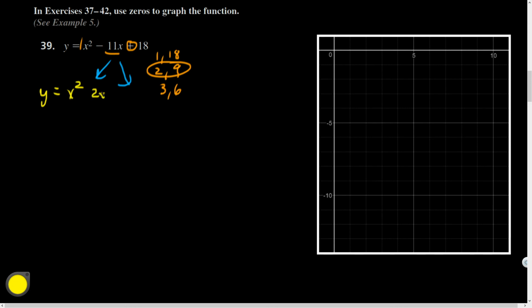So I'd have a 2x and a 9x, and then the plus 18. And yeah, they've got to combine to be negative. They're going to be minus minus in this case. Then I would GCF the first two.